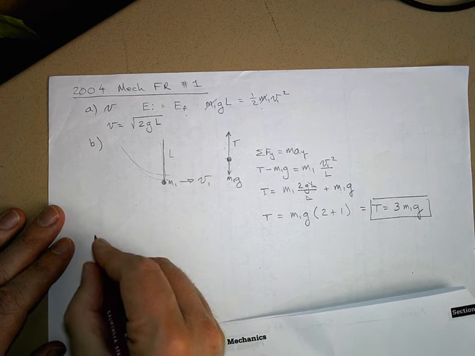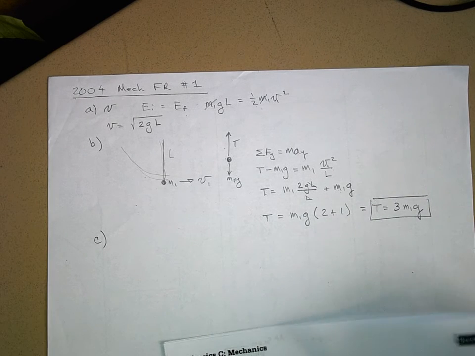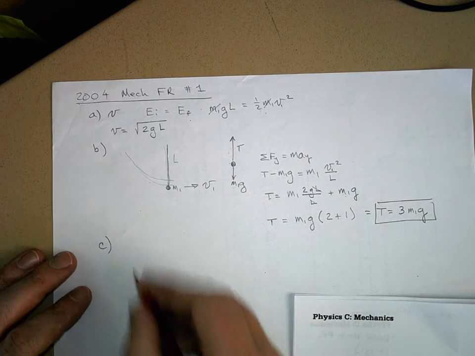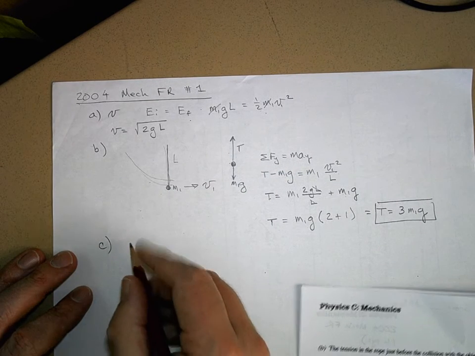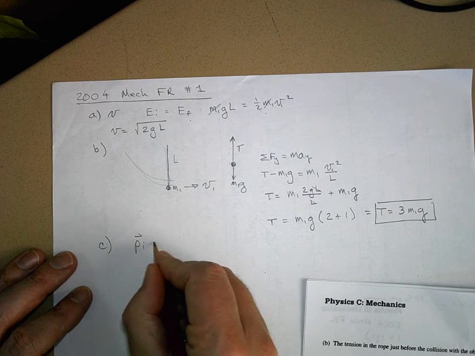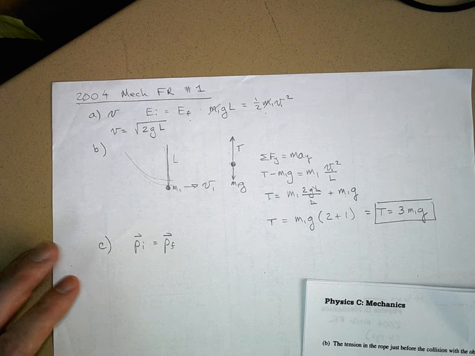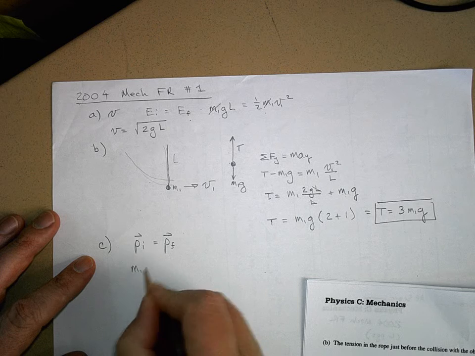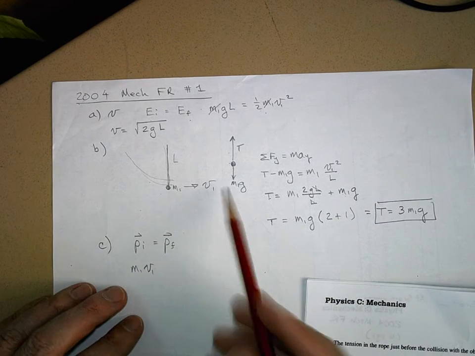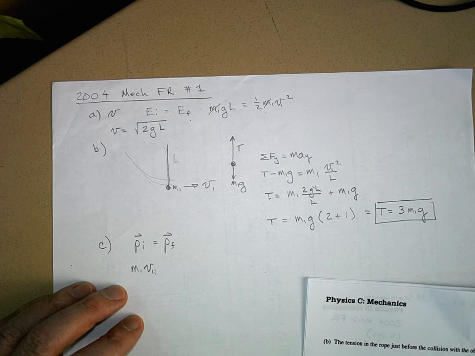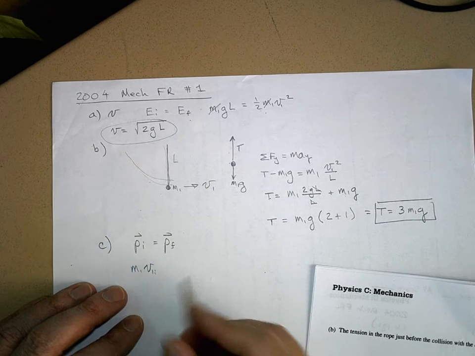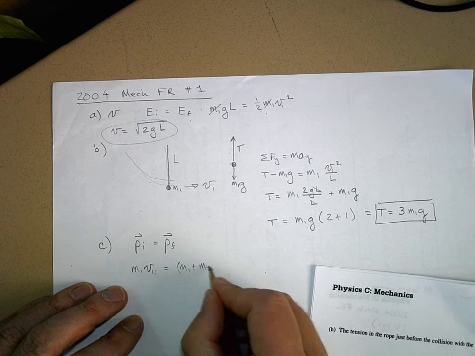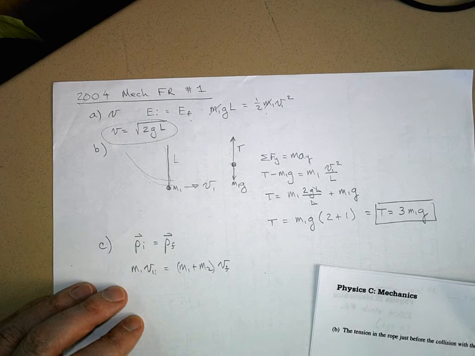All right, now let's do part C. The speed of the person and the object just after the collision. Well, this is an inelastic collision, right? The M1 and M2 are coming together. But we know in a collision that the initial momentum is equal to the final momentum. Very straightforward problem so far. So this is going to be M1 V1 initial, and that's this guy over here. And then they're going to move together, so you're going to have an M1 plus M2 times their final velocity.